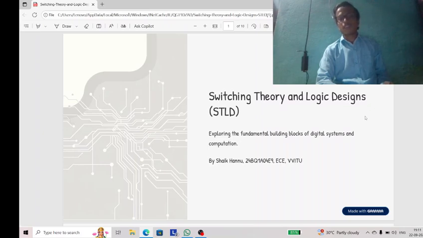Today we are going to discuss the main topic in STLD, Switching Theory and Logic Design, Unit 1: Review of Number System. The review of number system is divided into two parts. Part A: review of number system and codes, and Part B: Boolean theorems and logical operations. In Part B, we have one main topic, that is basic fundamental logic gates.